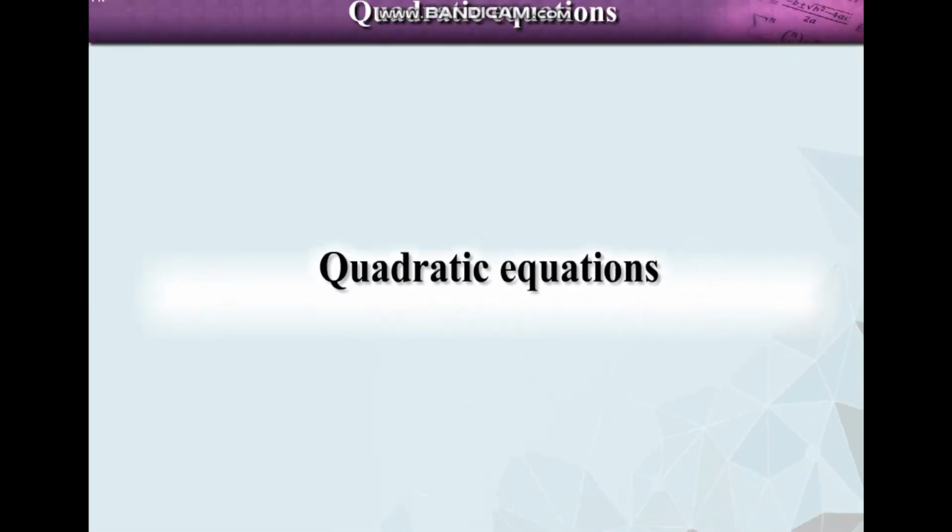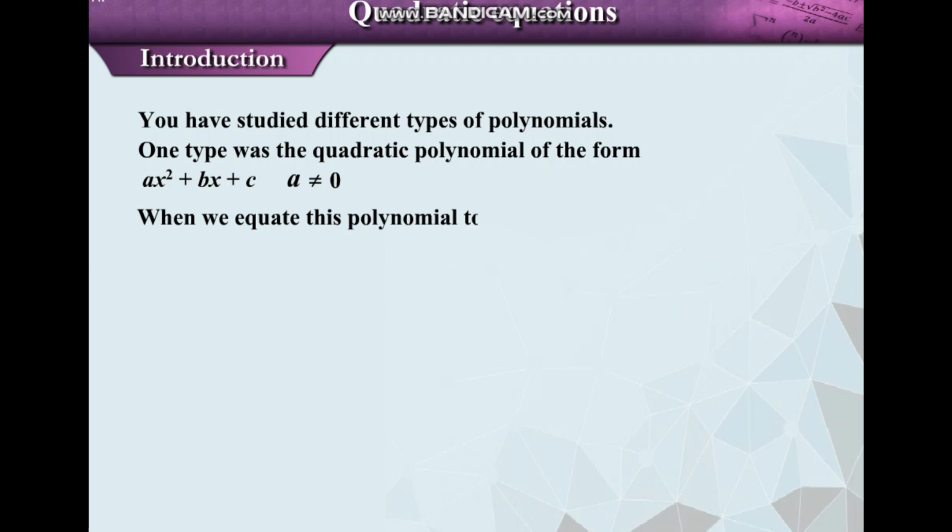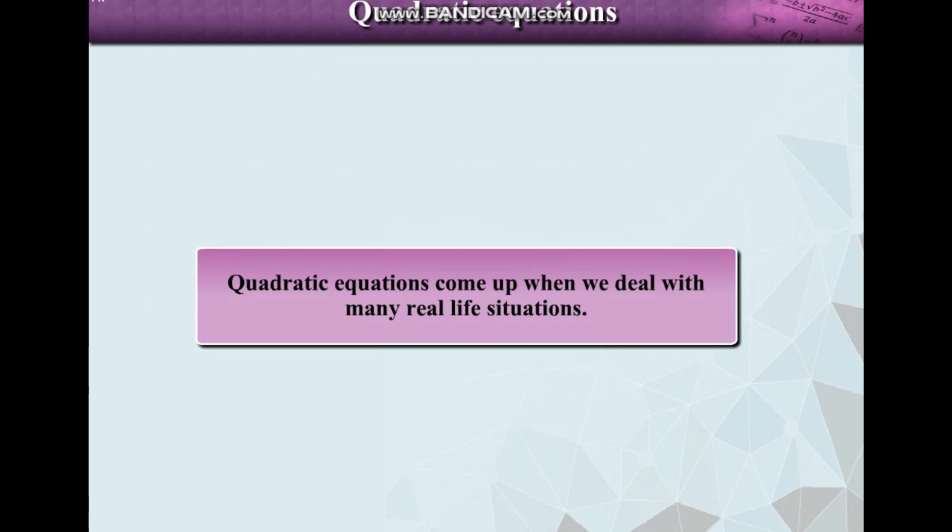Quadratic equations. Introduction. Dear friends, you have studied different types of polynomials. One type was the quadratic polynomial of the form ax square plus bx plus c, where a is not equal to 0. When we equate this polynomial to 0, we get a quadratic equation, that is, ax square plus bx plus c is equal to 0.